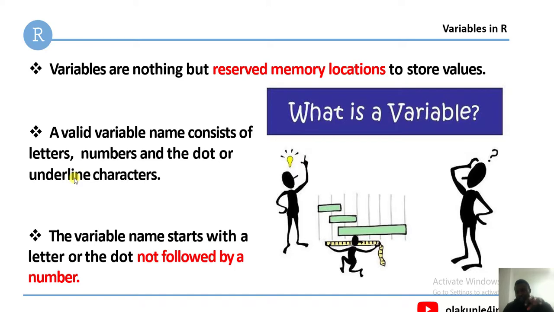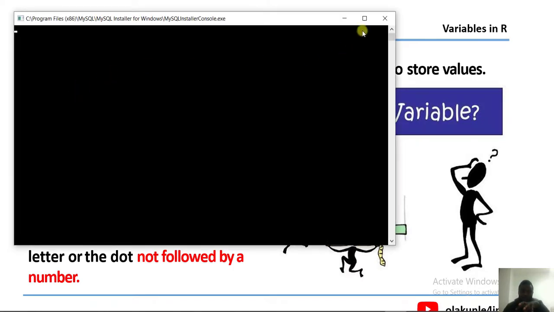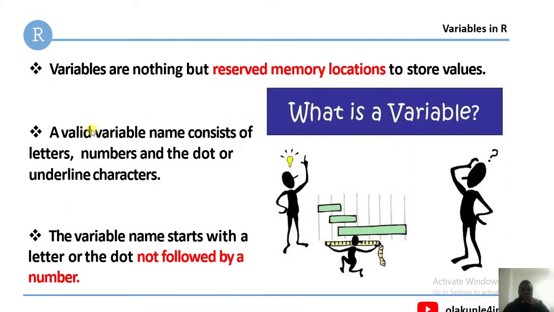Let's define variable in the context of R. So variables are nothing but reserved memory location to store values. Why am I defining it like this? It is that when we start the practical section, we will see for ourselves that the moment you create a variable in R, it consumes a certain location. That variable consumes a certain memory location on your computer system. A valid variable name consists of letters, numbers, and a dot or underline characters.